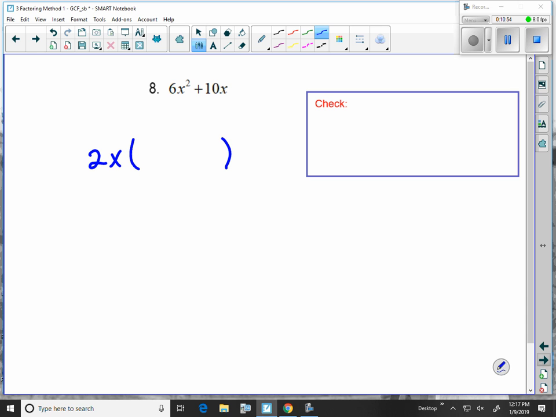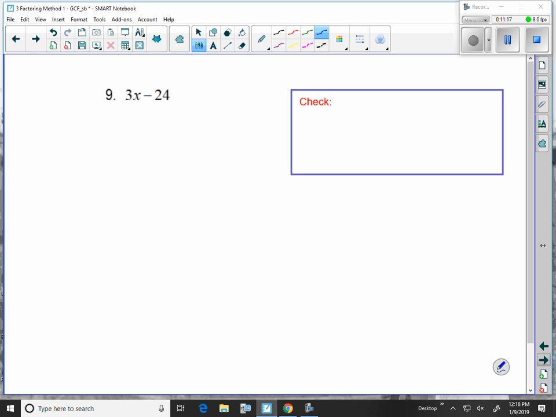Okay, so if we pull out a 2x, what do we have left? 3x plus 5. Yes, 3x plus 5. Any issues on that? Okay, so if we check it, that would be 6x squared plus 10x, which is what we got at the beginning.